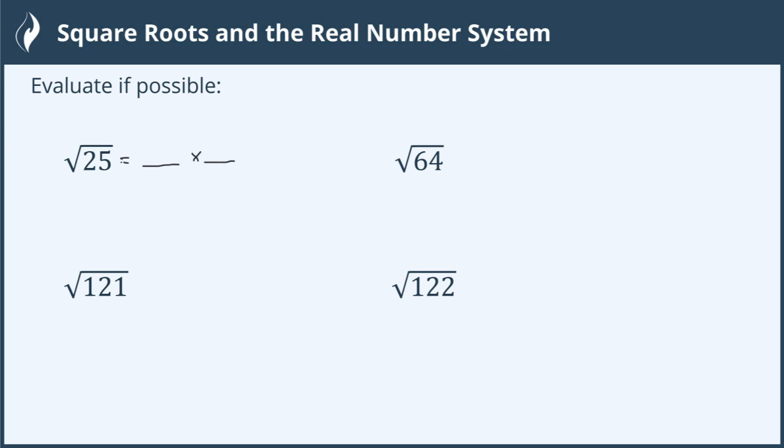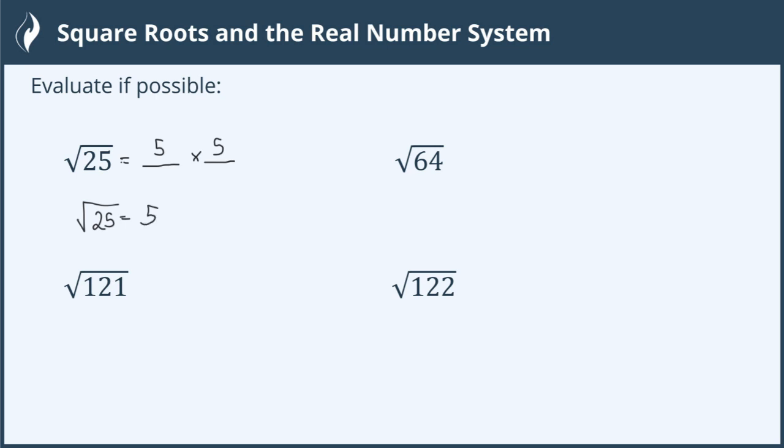Now, you may use a calculator to do this, and you may know off the top of your head that 5 times 5 equals 25, which means the square root of 25 is equal to 5.